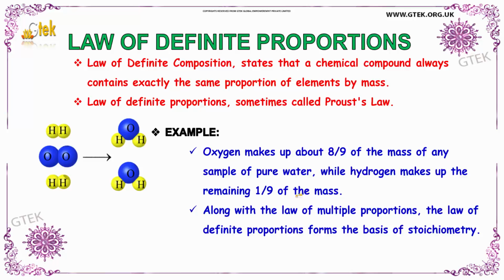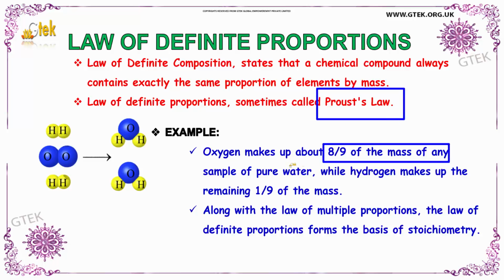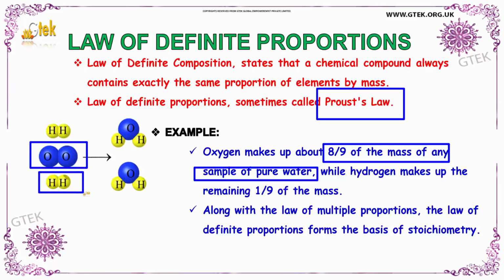Now we'll talk about the law of definite proportions. The law of definite proportions states that a chemical compound always contains exactly the same proportion of elements by mass. This is also called Proust's law. Oxygen makes up about 8/9 of the mass of any sample of pure water, and hydrogen 1/9 of the mass.